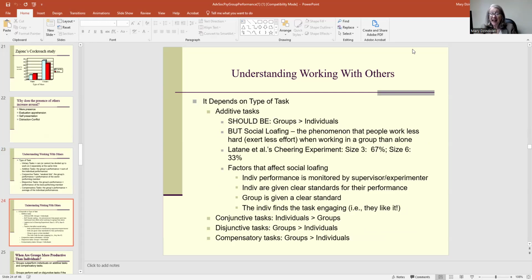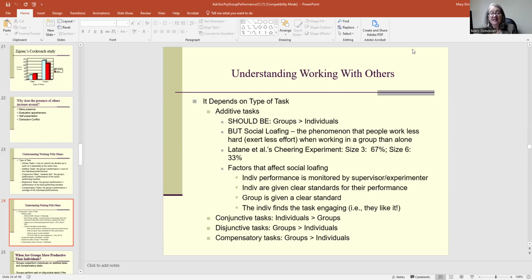However, in a conjunctive task, individuals are going to do better than groups because the whole group can only go as well as its worst performing member. So most of the group members are holding back. So we would have done better had we been individuals.